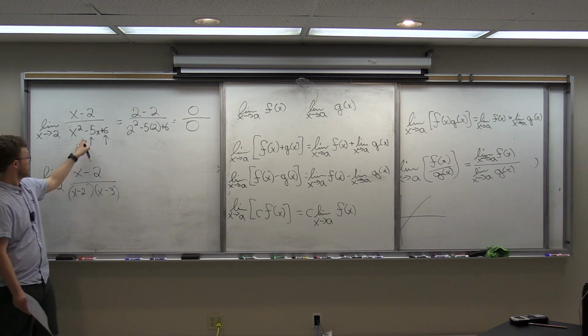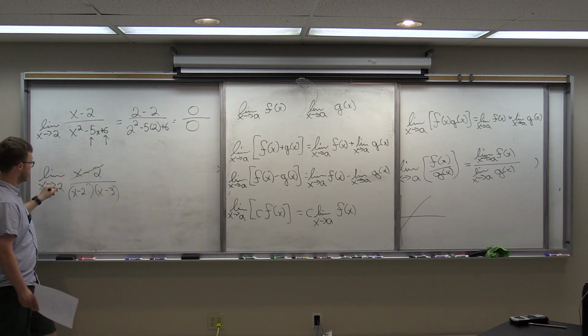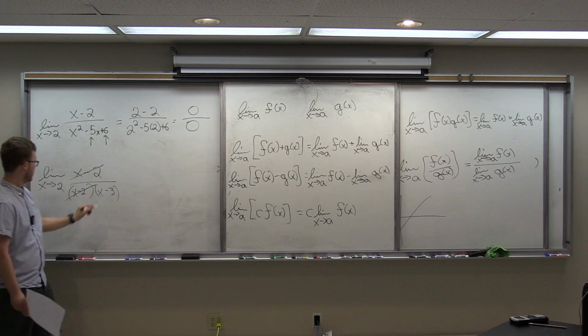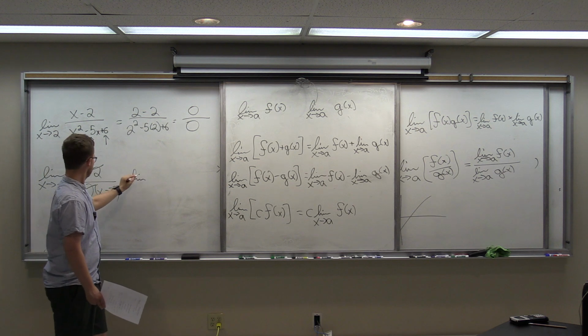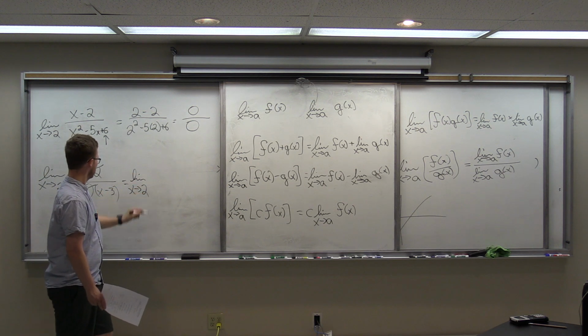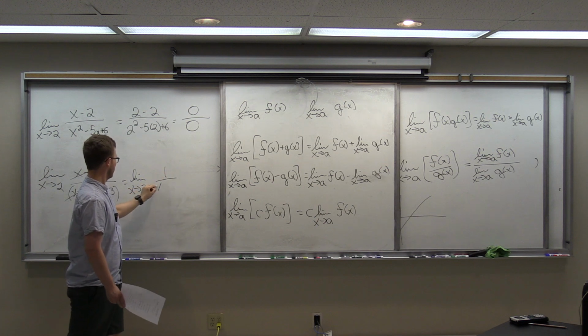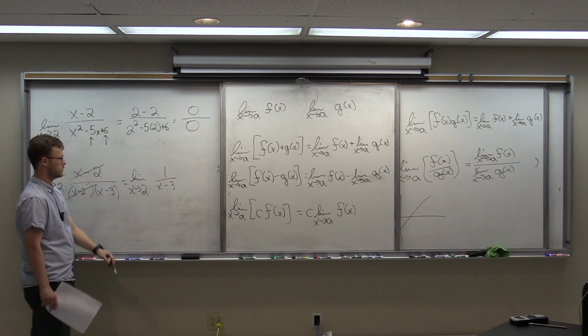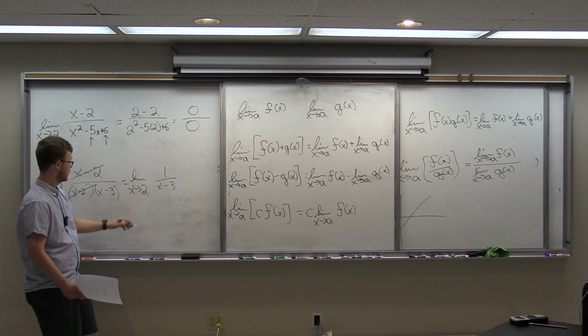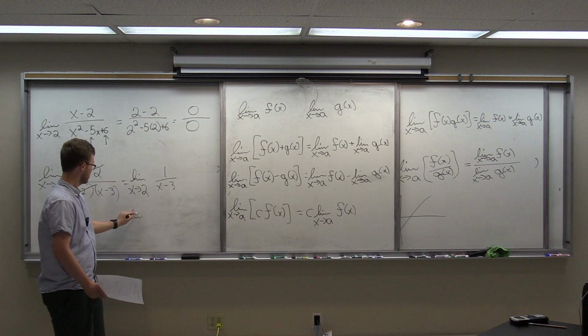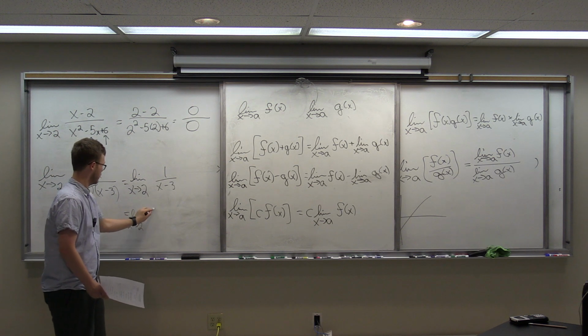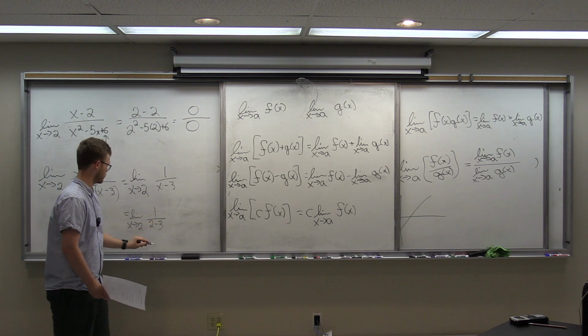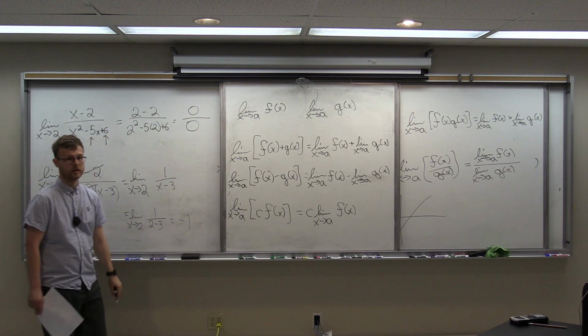Now that I've recognized that the denominator can in fact be factored, I have terms that will cancel. And I'm left with the limit as x approaches 2 of 1 over x minus 3. Well, now I can just plug in my 2, because this is equal to the limit as x approaches 2 of 1 over 2 minus 3, which is just equal to -1.